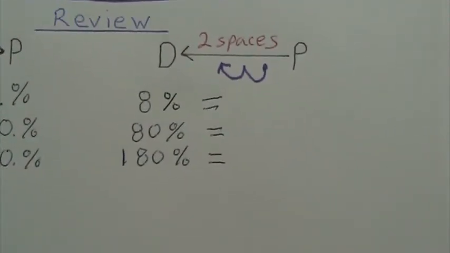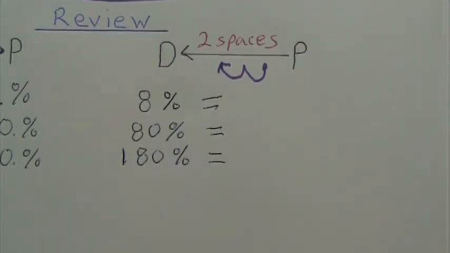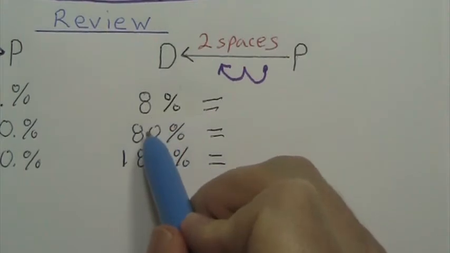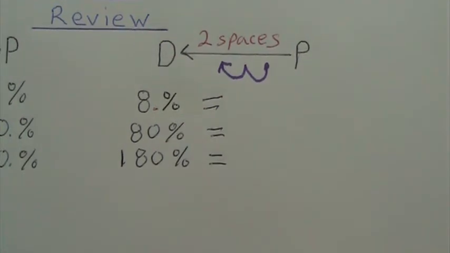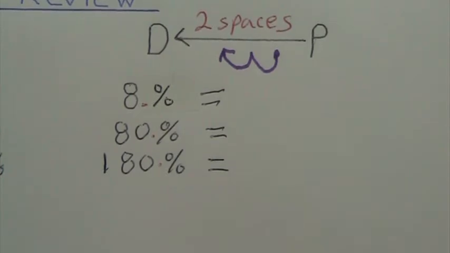Okay, let's try 3 more examples. This time let's go from a percent to a decimal. So we have 8%, 80%, and 180%. Now, you could notice that the decimal is always to the right of a number. So there's the decimal, here's a decimal, there's a decimal. Even though it's not written, there's the decimal.